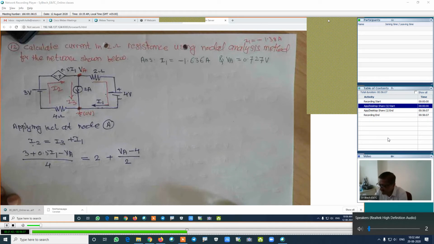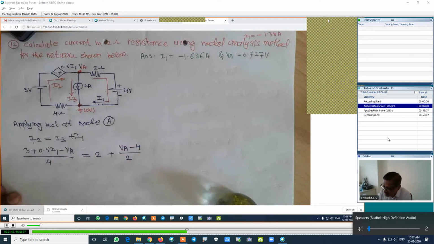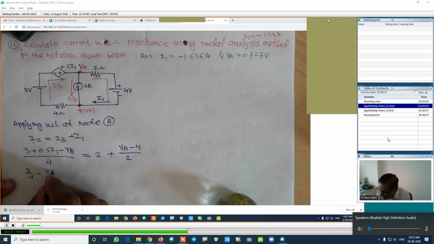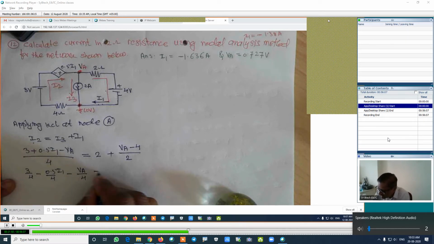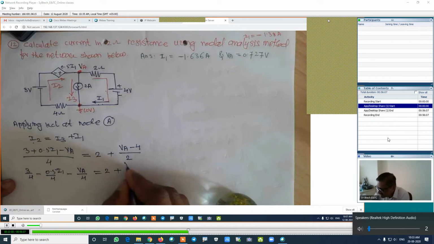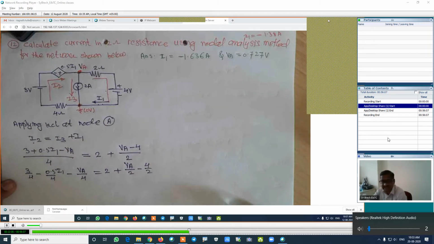Now we will simplify this equation and we will name this equation as equation number 1. It is 3 divided by 4 minus 0.5 into I1 divided by 4, minus VA divided by 4, which is equal to VA divided by 2 minus 4 divided by 2. I am not using any calculations.